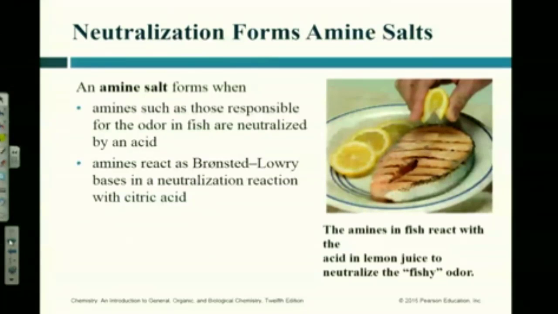Does it have anything to do with neutralization in terms of pH? Yes, it does. You're adding an acid and the amine's a base, right? So it neutralizes it. Exactly. That's exactly why it does it.